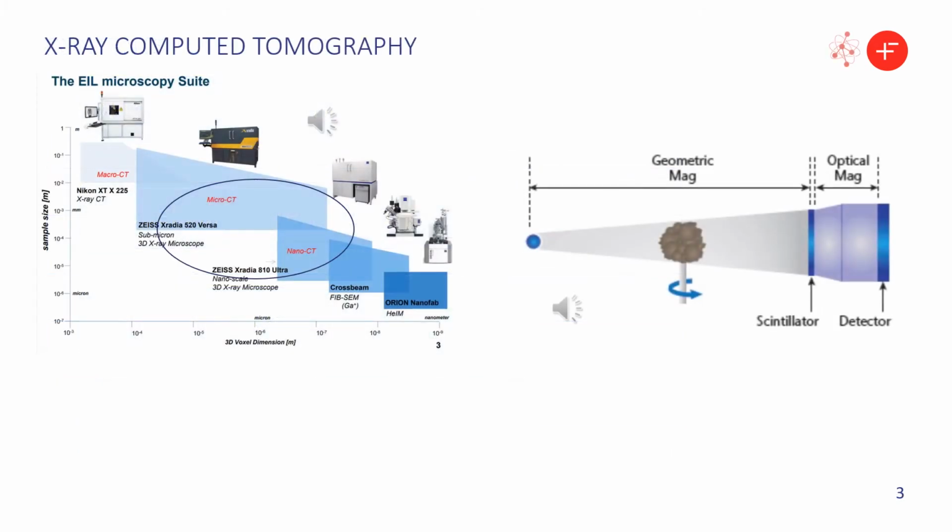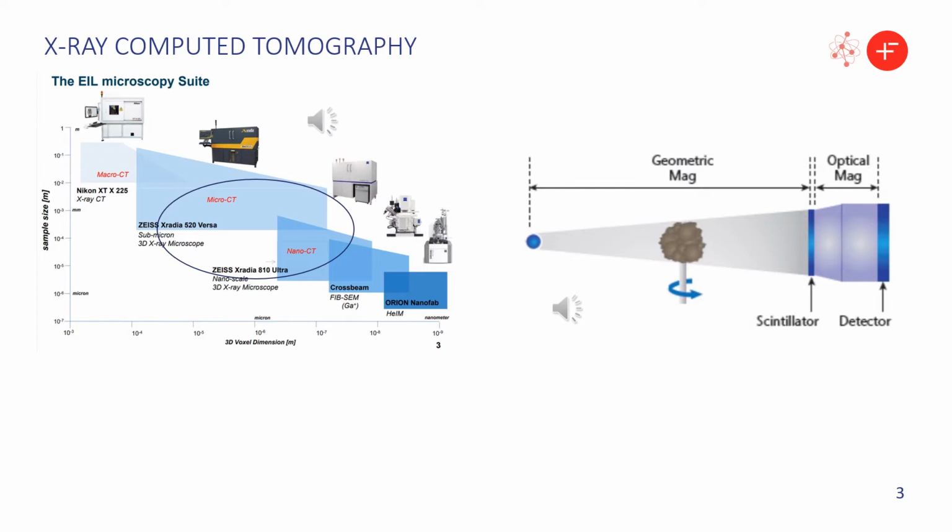X-ray computer tomography is a non-destructive method of imaging, utilizing high-energy photons that can pass through materials that visible light cannot. Doing so enables the generation of 3D images from a range of samples. Within the Electrochemical Innovation Lab, we have three different X-ray machines, the Nikon, Versa, and the Ultra. This enables us to image samples ranging in size from 1 meter all the way down to 64 microns. As the sample size decreases, we can achieve superior resolution, down to 64 nanometers for the Ultra large field of view. This presentation will focus on the circled region, with sample sizes ranging from 200 microns down to 64 microns.